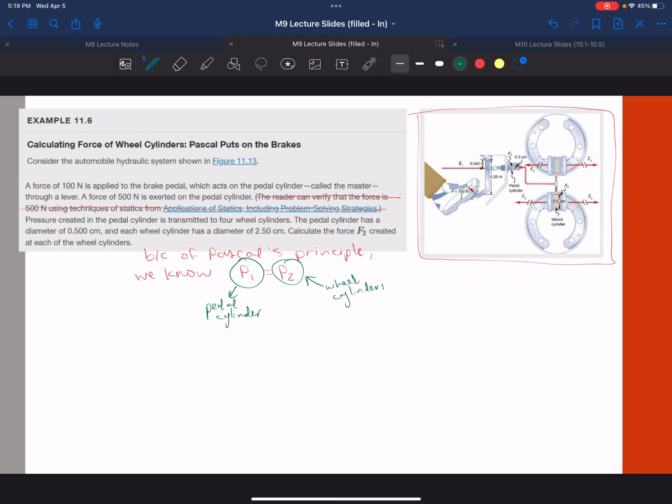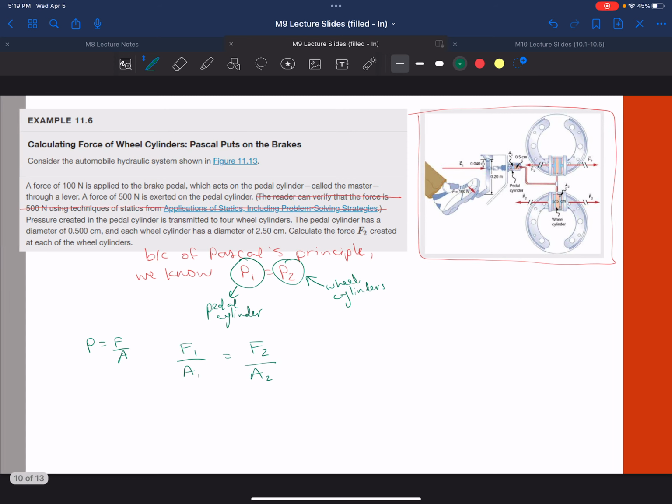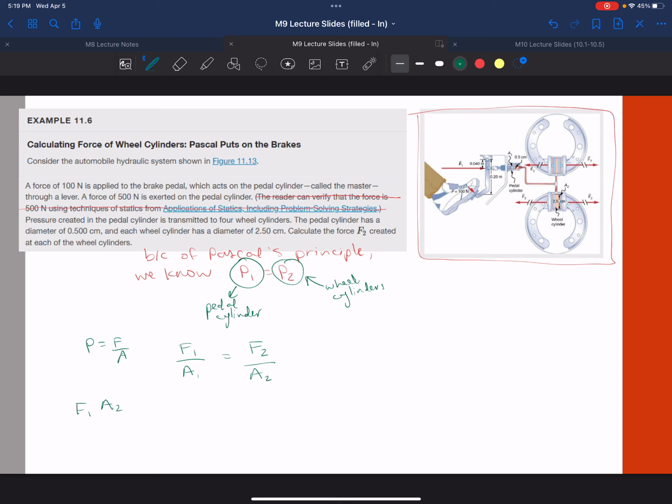Since I'm looking for force, I'm going to need to substitute in the formula for pressure. So we know that pressure is equal to F over A. So I'm just going to go ahead and replace these. So we're going to have F1 over A1 equals F2 over A2. I'm going to rearrange this equation so that we have F2 equals F1 times A2 over A1. I'm going to write the F2 on the other side, and this equals that.